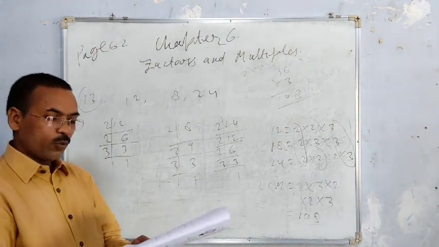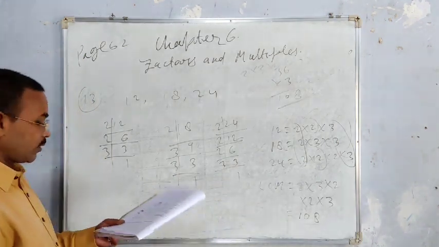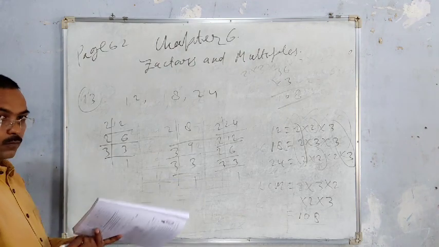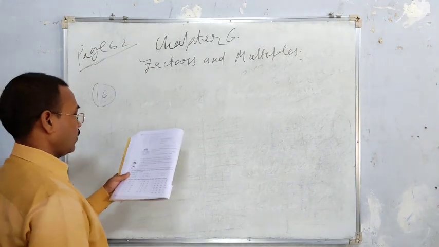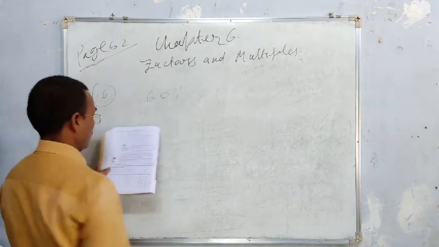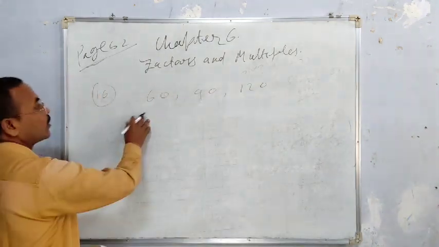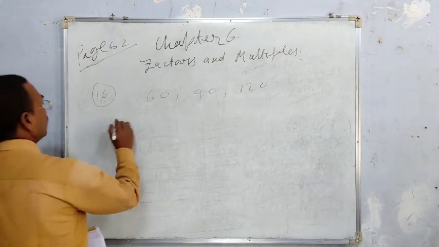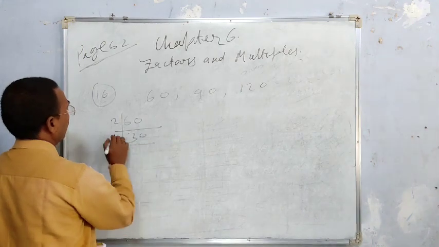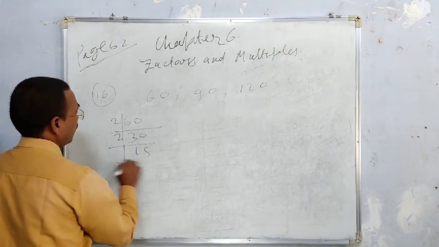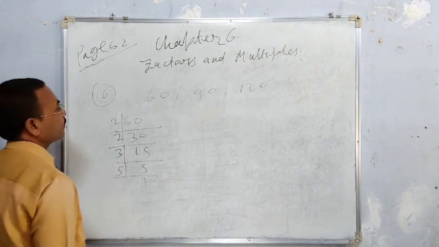So one more question of this exercise I want to do here, the 16th one. Now come on to the 16th one: 60, 90 and 120. The prime factorization of 60 is this divided by 2, 30, again by 2, 15, and this divided by 3, 5, and 5 is a prime number, divided by itself.